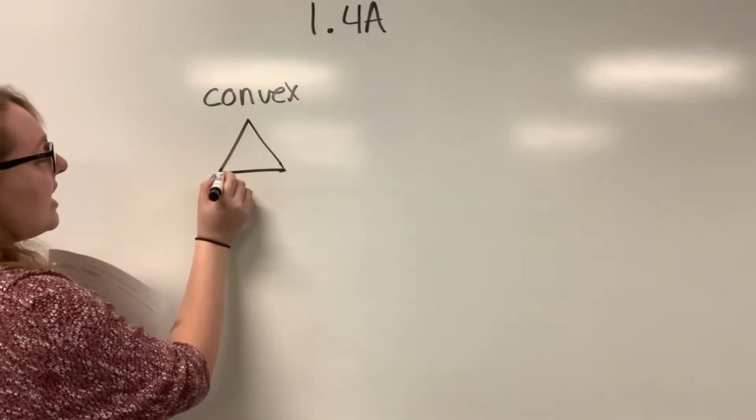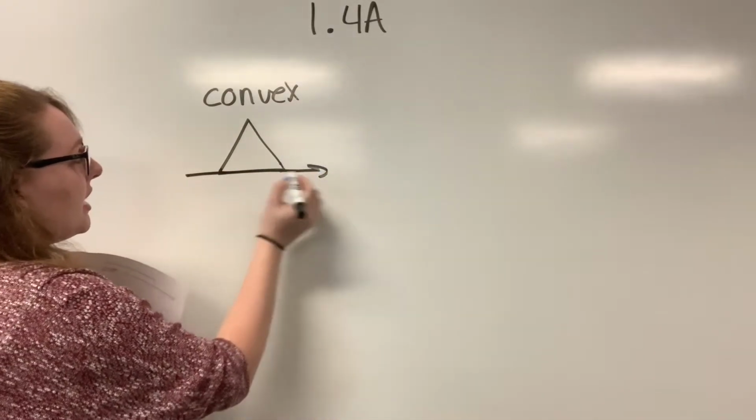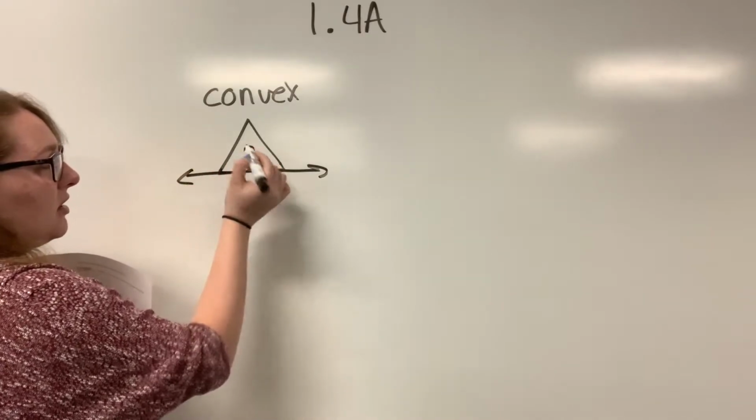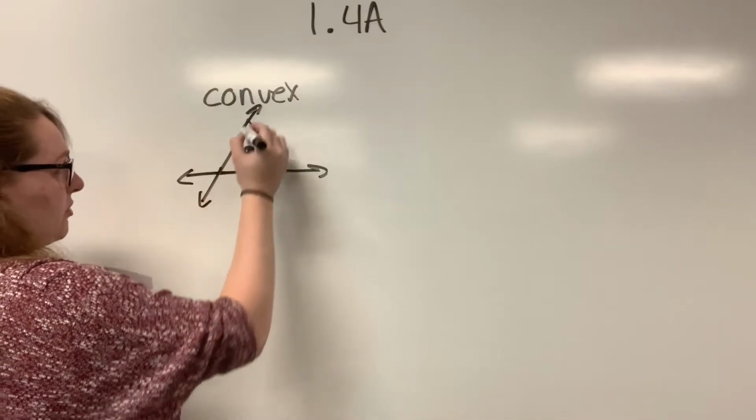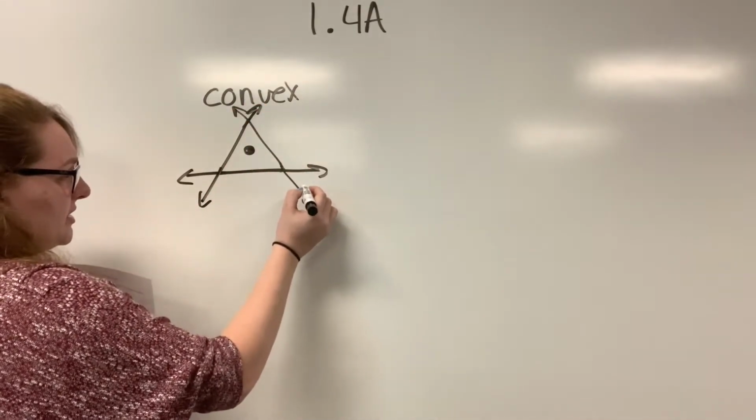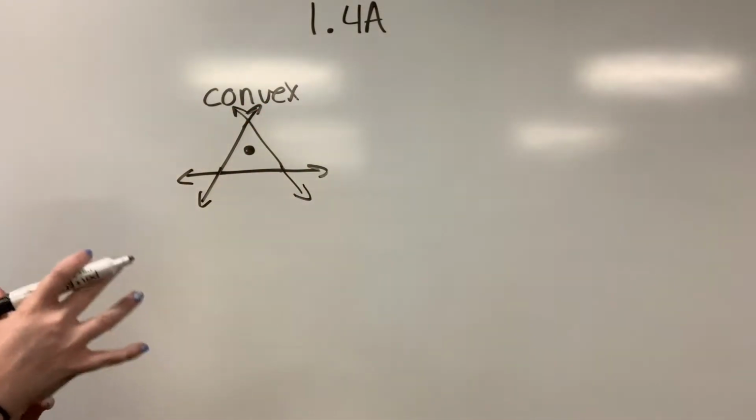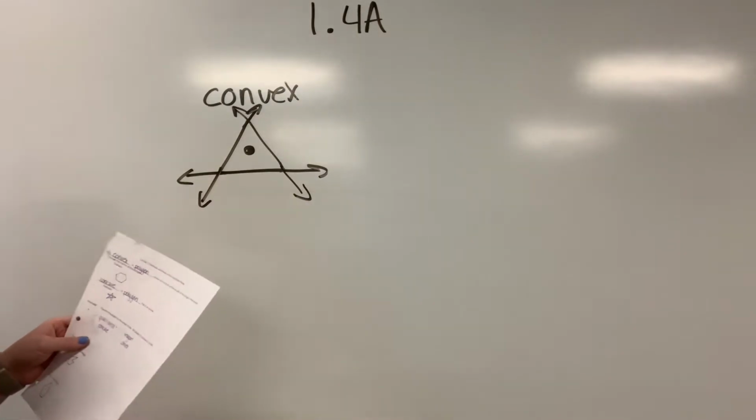If I extend any of these sides, it doesn't go through the middle of the shape. So if I extend this line, it doesn't go through it. If I extend this line, it doesn't go through it. So that is convex, okay?